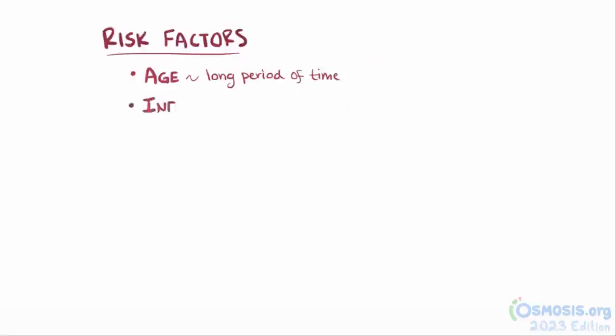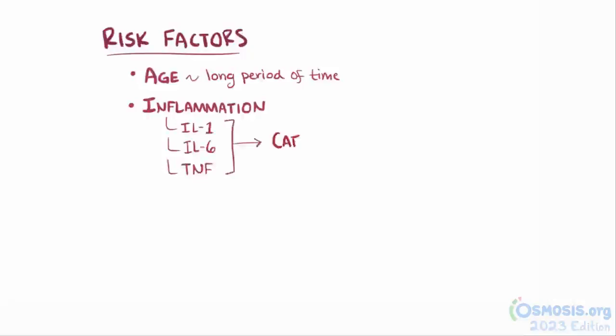As I mentioned earlier, inflammation also seems to be involved, and there are a number of pro-inflammatory cytokines like interleukin-1, interleukin-6, and tumor necrosis factor, among others, that seem to play a role. Some of these are more involved in breaking down cartilage through proteolysis, meaning increased catabolism, whereas others are more involved in blocking the formation of new cartilage, meaning decreased anabolism.